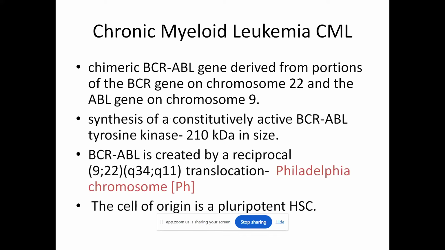Chronic myeloid leukemia is produced by the chimeric BCR-ABL translocation. The BCR gene is present on chromosome 22 and ABL is seen on chromosome 9. This chimeric fusion produces a constitutively active BCR-ABL tyrosine kinase, which has a size of 210 kilodalton. If the BCR-ABL is produced by the reciprocal translocation, that is specifically called the Philadelphia chromosome. BCR-ABL can be produced in some other manner also.